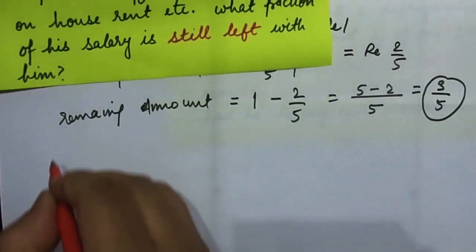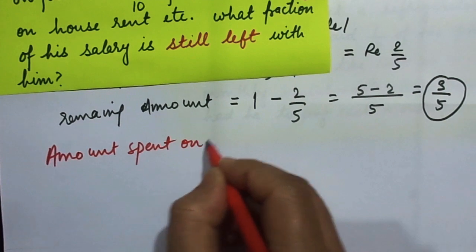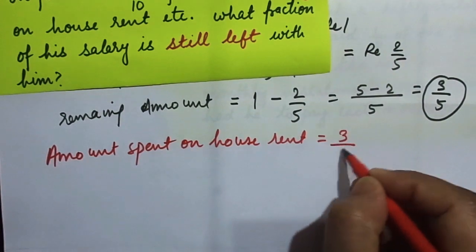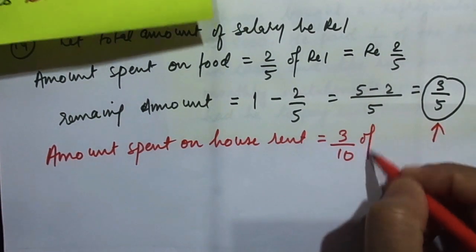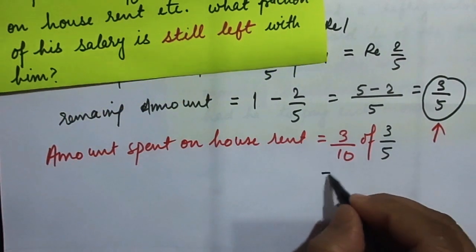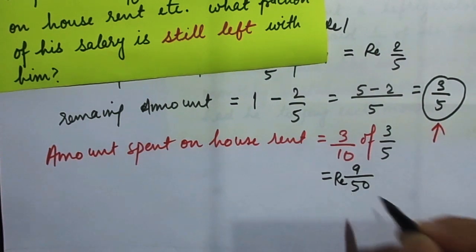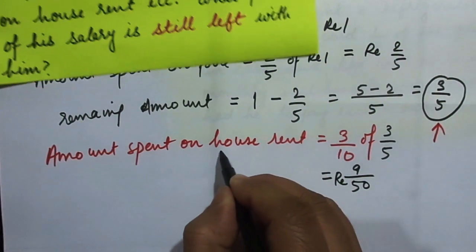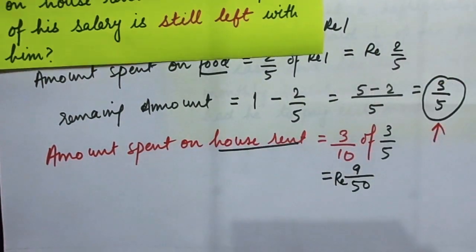Therefore amount spent on house rent is equal to 3 by 10 of remaining. I have already found out the remaining. So of 3 by 5 is equal to 3 3s are 9 by 50 rupee. 9 by 50 is the amount spent on house rent, and amount spent on food was 2 by 5.